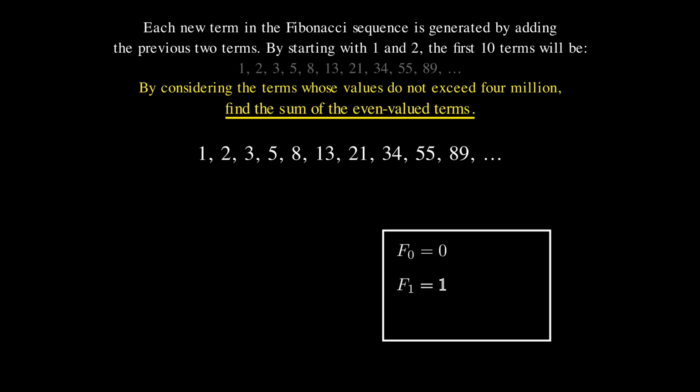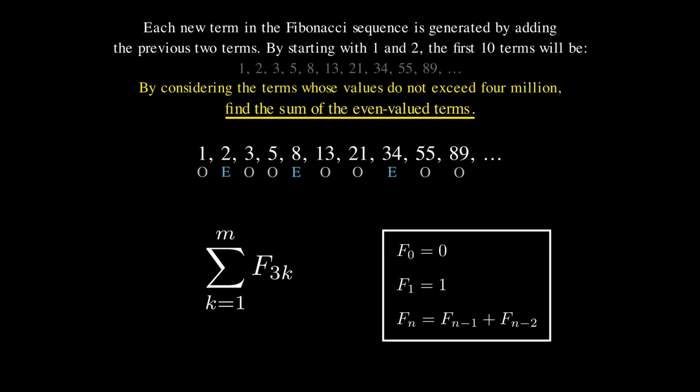Formally, we can write this as f sub 0 equals 0, f sub 1 equals 1, and then everybody after that is the sum of the previous two. Looking for evens, we see that the evens show up every third element, which makes sense because an odd plus an odd equals an even, and you can see that that's going to happen every 3.